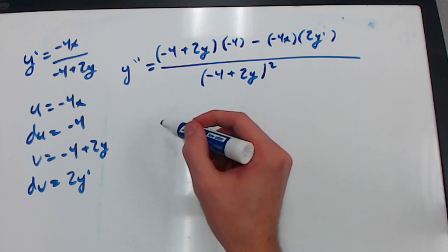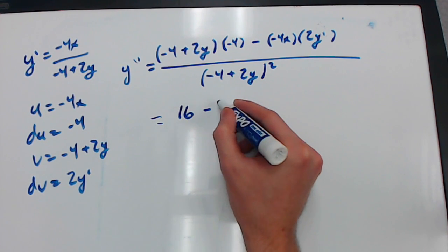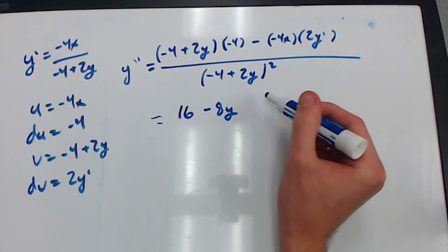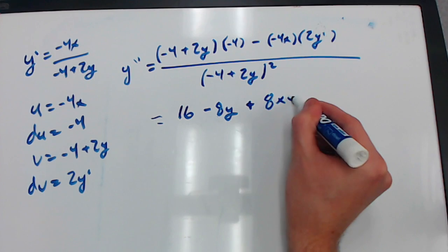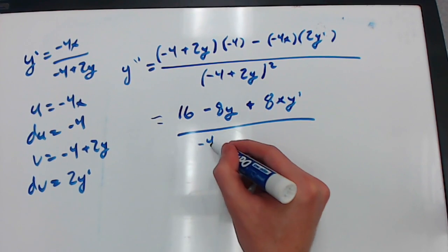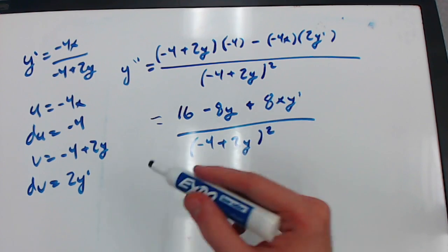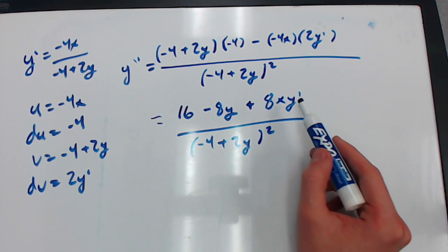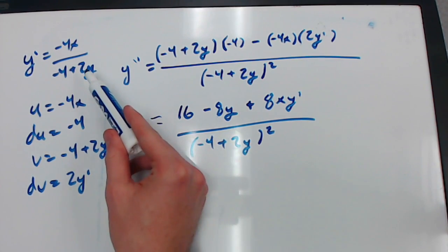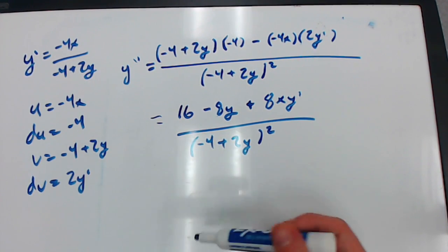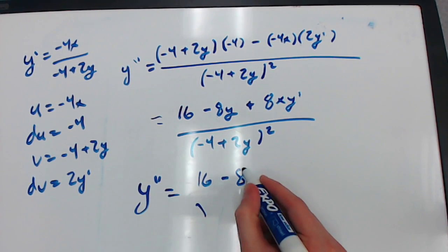So now we can simplify this out a little bit just to make it a little bit easier on the eyes. So we'll get positive 16 minus 8y plus 8xy prime, all over our negative 4 plus 2y squared. So now, like I've said previously, we cannot leave this answer with a y prime. So we're going to have to go ahead and substitute in this y prime value for our final answer. And it will not look pretty, but it will be the right answer.